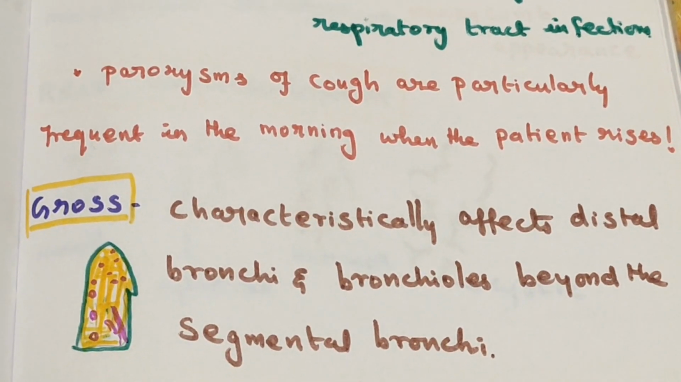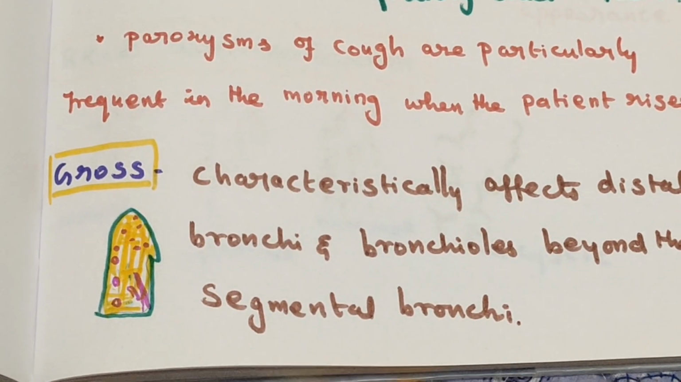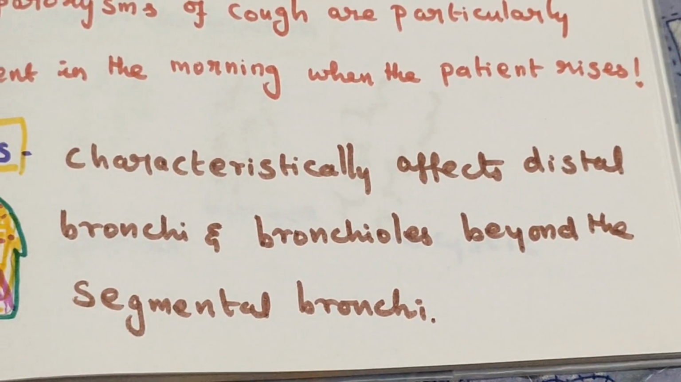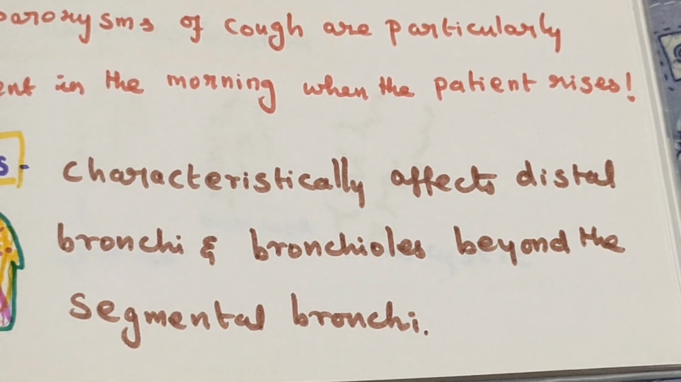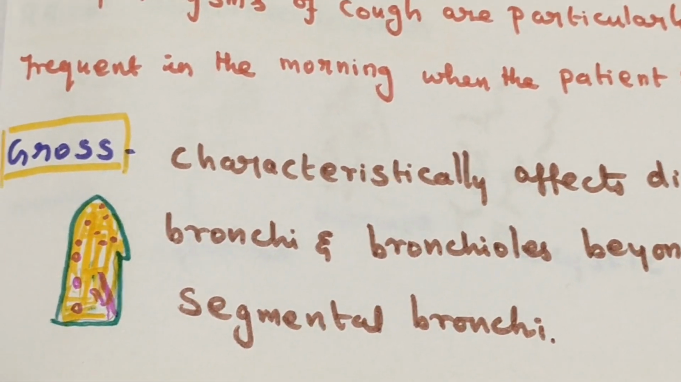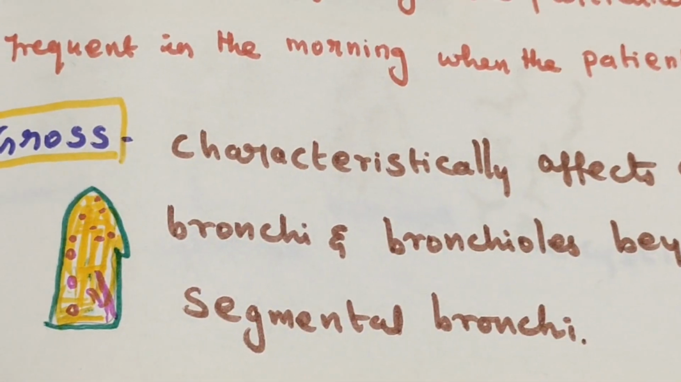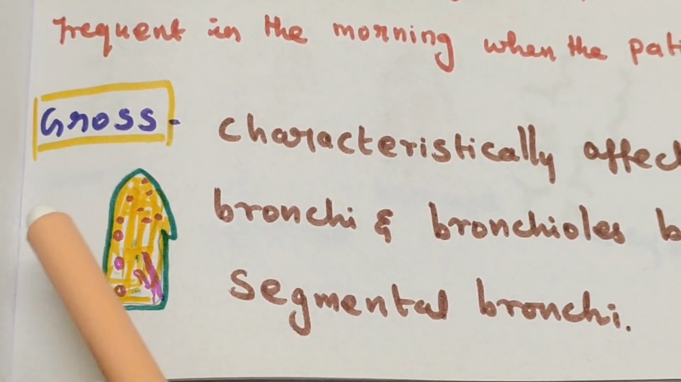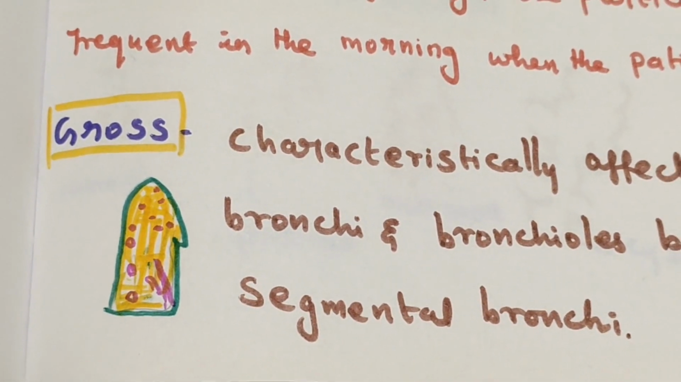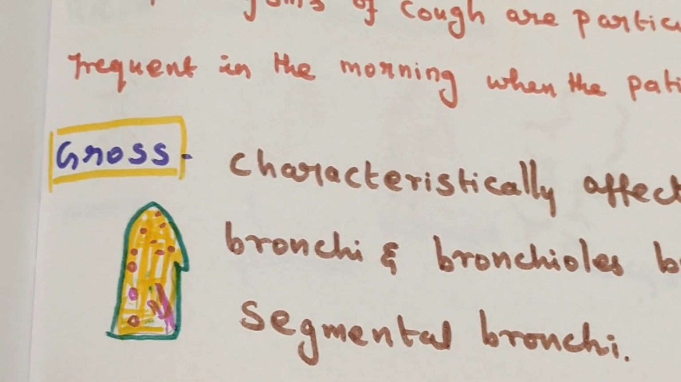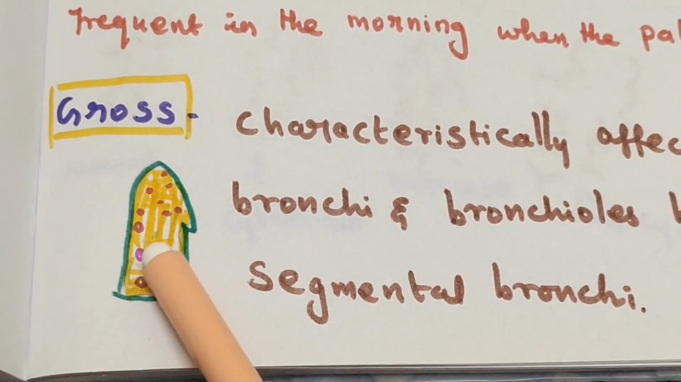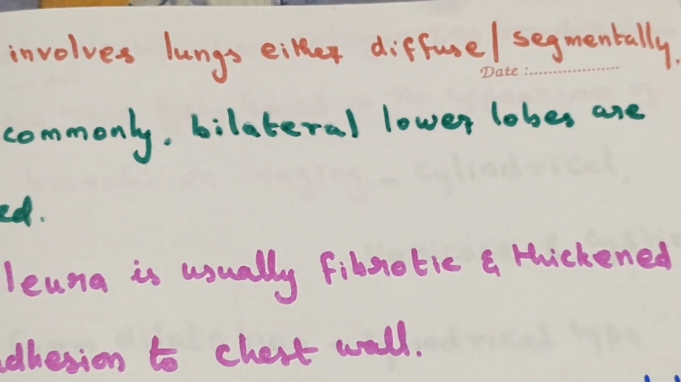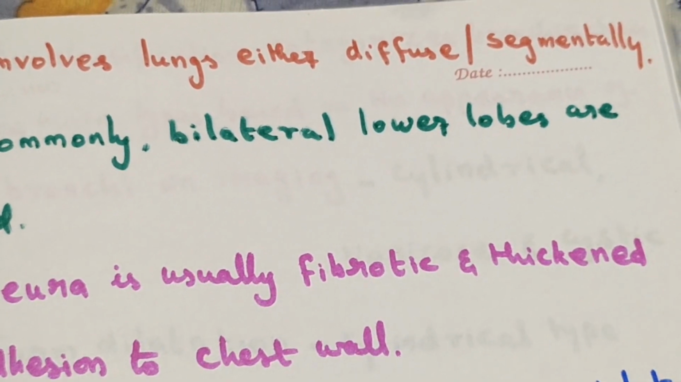Bronchiectasis is characteristically the dilatation of the distal bronchi and bronchioles beyond the segmental bronchi. It involves the lungs either in that segment or diffusely. Most commonly, bilateral lower lobes are involved.